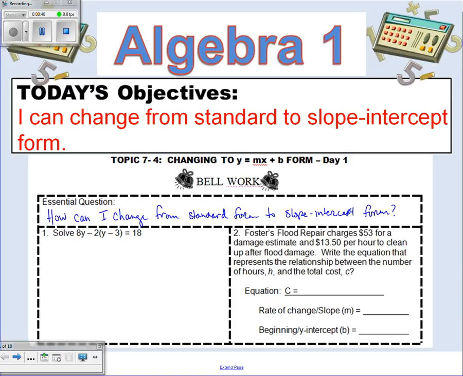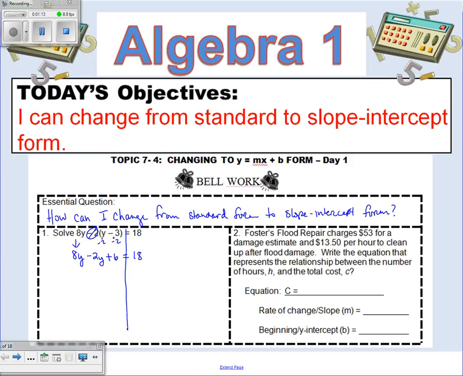Our bell work today is review problems. The first thing we're going to do is to solve an equation that's given. So we'll go down our flow chart, draw a line. We do have parentheses, so we need to distribute the -2 inside the parentheses. So we're going to multiply the y times the -2. We're also going to multiply the -3 times the -2. The 8y is not being used, so we bring it down. -2 times y is a -2y, and -2 times the -3 is a +6.